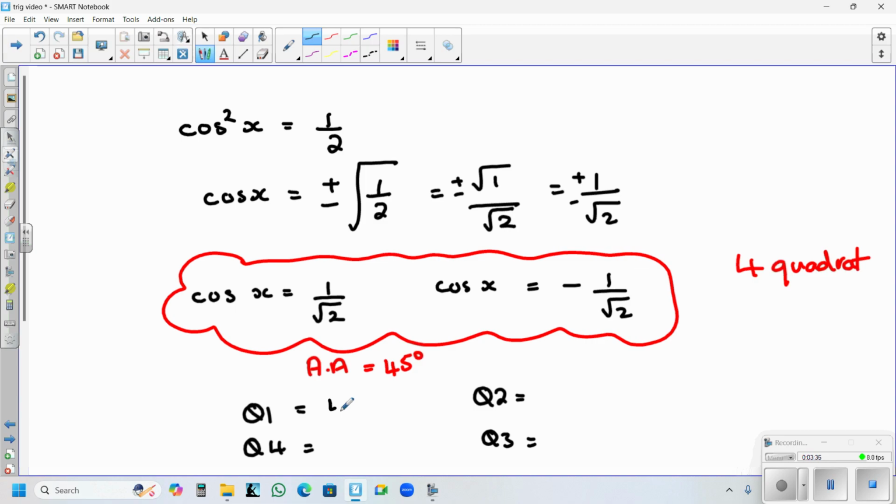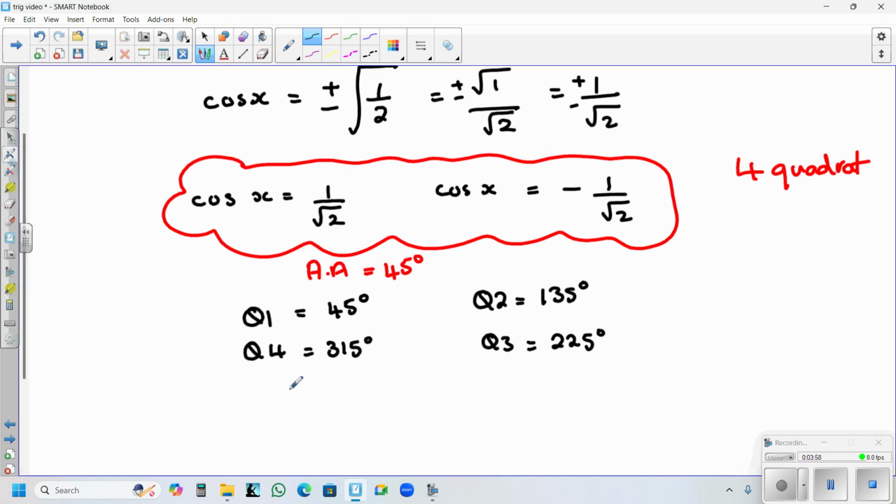So in quadrant 1, we know it's 45 degrees. In quadrant 4, it's going to be 360 take away 45, which is 315 degrees. In quadrant 2, it's going to be 180 take away 45 is 135 degrees. And in quadrant 3, it's 180 plus 45, which is 225 degrees. So gather all your answers together, put them in a big bracket. So 45 degrees, 135 degrees, 225, and 315. That's them all in order.